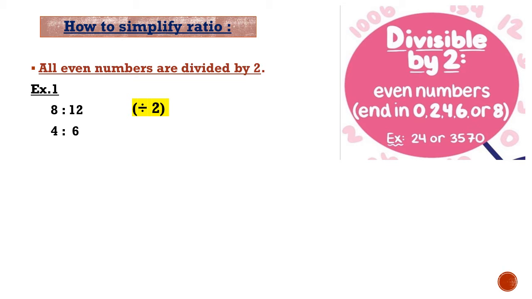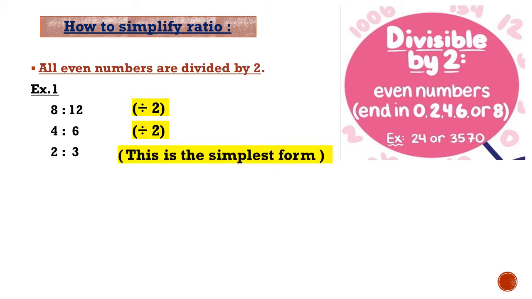Is this the simplest form? No, both of them are even again. Then we divide by 2 again. 4 divided by 2 equals 2, and 6 divided by 2 equals 3. Is this the simplest form for the ratio? Yes, this is the simplest form because 2 and 3 are 2 consecutive numbers.